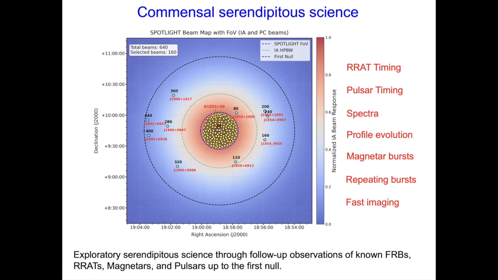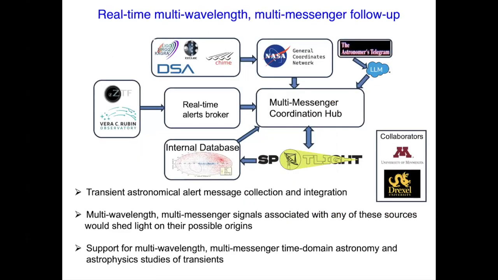Through that, we can detect many pulsars, RRATs, and all the other known sources, all the way up to the first nulls. And we have also already deployed a framework where we trigger based on external events. Right now, recently CHIME and DSC are putting their triggers on GCN, so this part we have established.